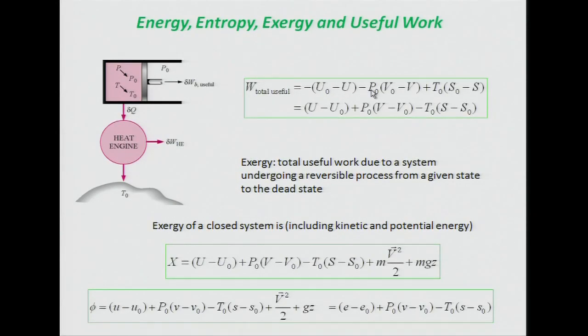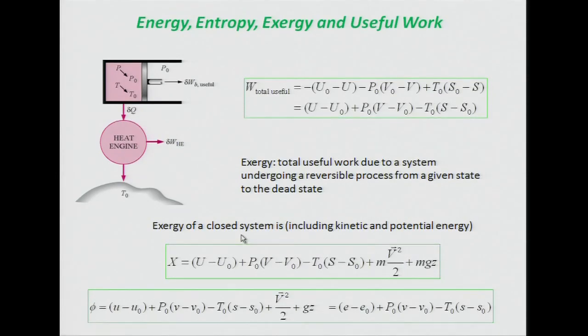It's minus dU. So we go from U naught to some system U. So all this is compared to the internal energy of the surroundings here. Okay, so this is the total exergy, the total work due to a system undergoing a reversible process from some given state to the dead state. So the dead state is this environmental state in here. It's isolated by itself, it's not doing anything. And so that's the internal energy there, that's its volume, and so on and so forth.